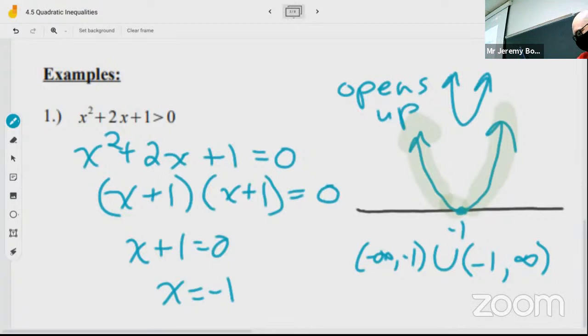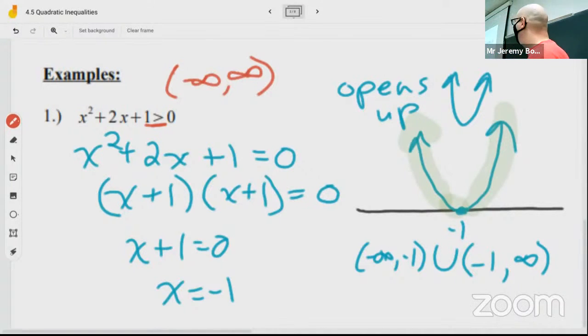If this was greater than or equal to, then it would be -infinity to positive infinity, because it would include the 0, and -1 is equal to 0, so it would be for all real numbers. But for this one, it only has a single x-intercept. That's your vertex. And so it's above it all the time.